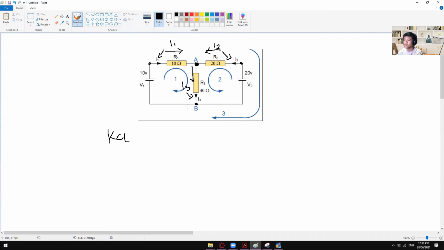Okay. So again, going back to our KCL, when we see entering, it is positive. So I1 is positive, the same with I2. But if it's leaving, like the I3, then that should be negative. And then after that, equate that to zero. So did you guys get this one so far? I1 plus I2 minus I3.